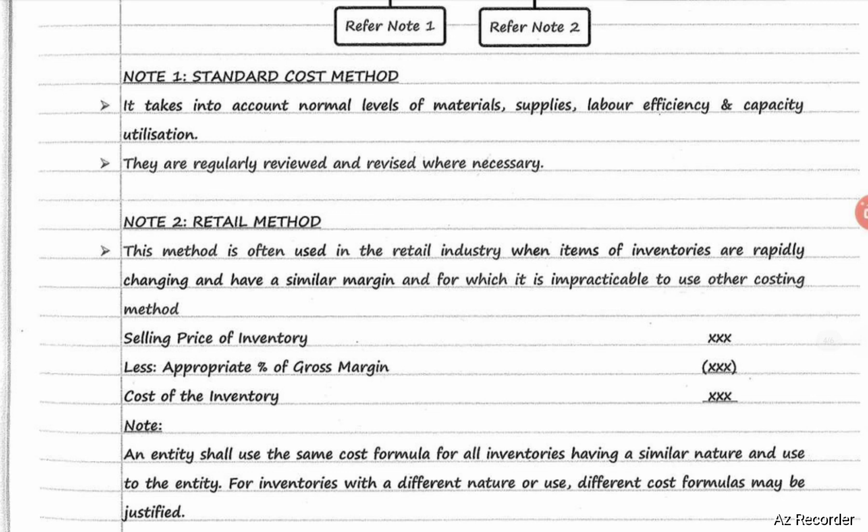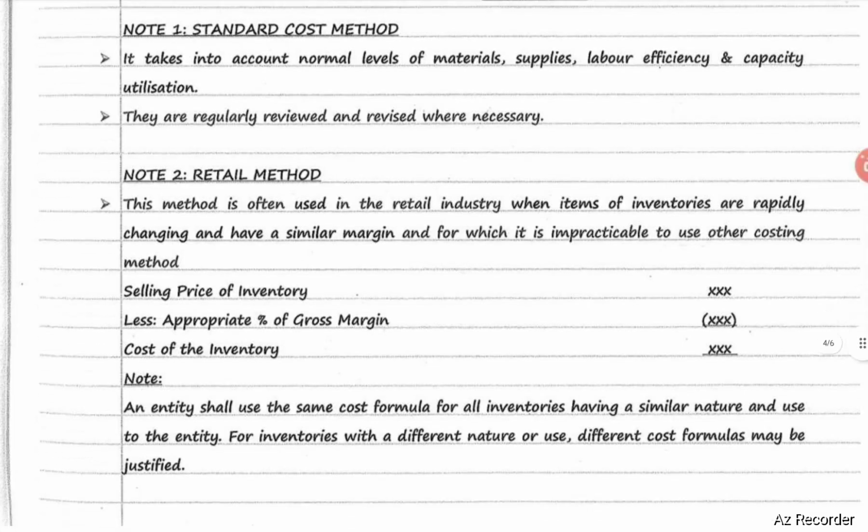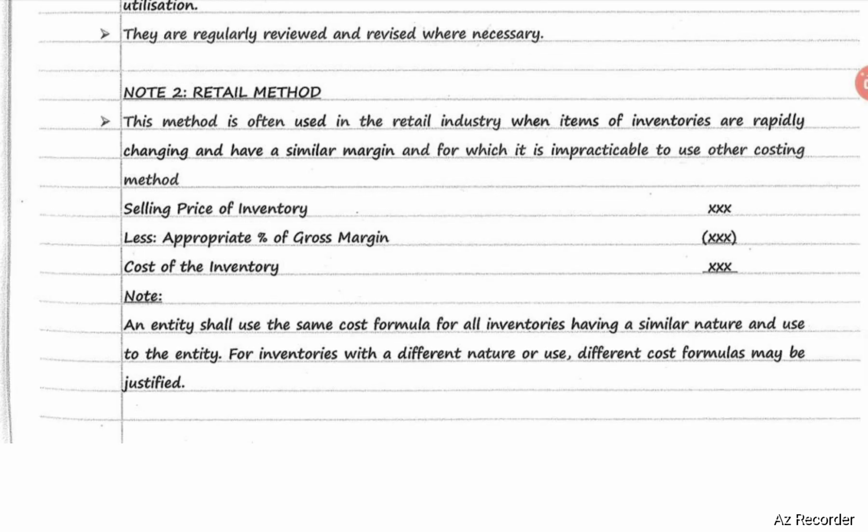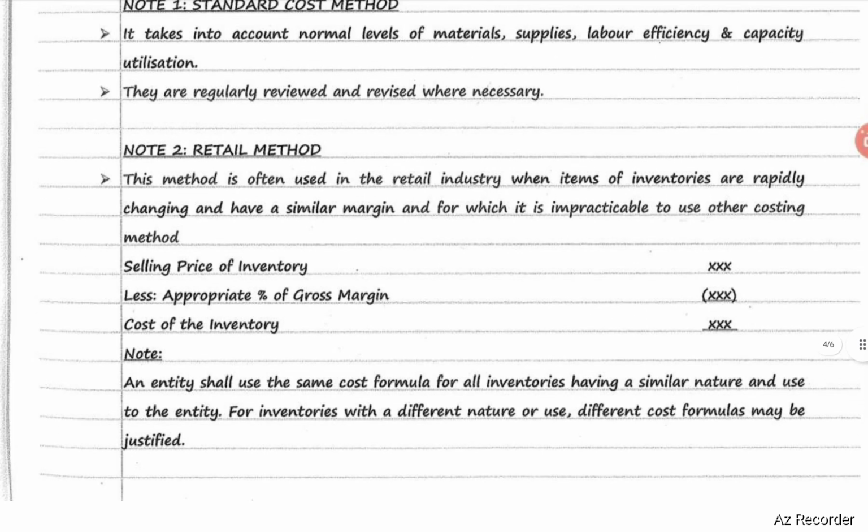How to calculate cost of inventory using retail method? Selling price of the inventory less appropriate percentage of gross margin gives cost of inventory. An entity shall use the same cost formula for all inventories having a similar nature and use to the entity. For inventories with a different nature or use, different cost formulas may be justified.